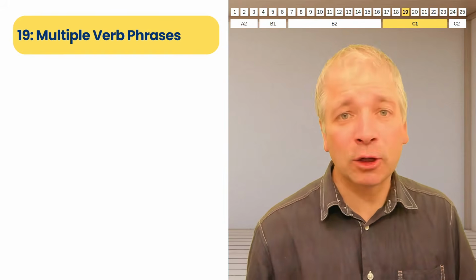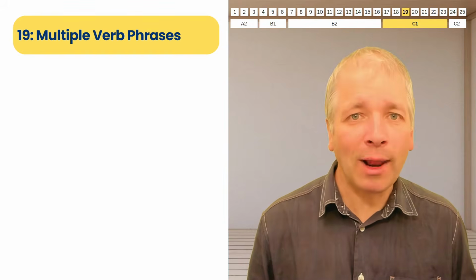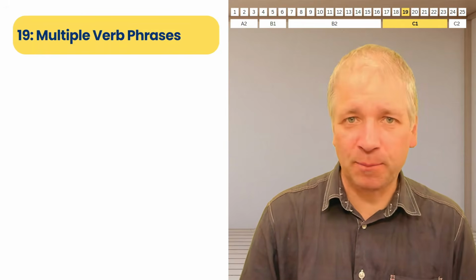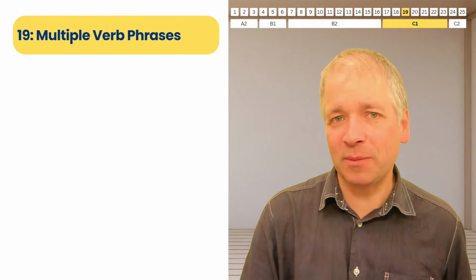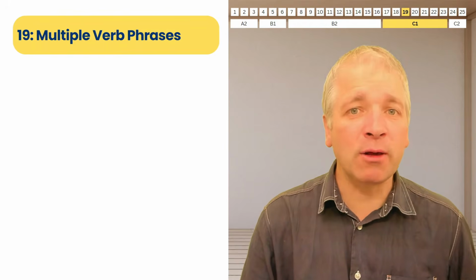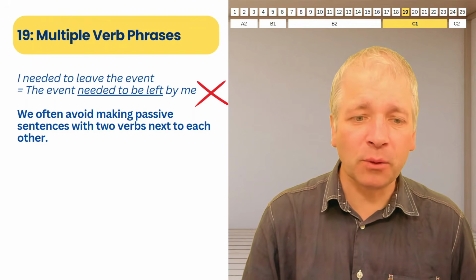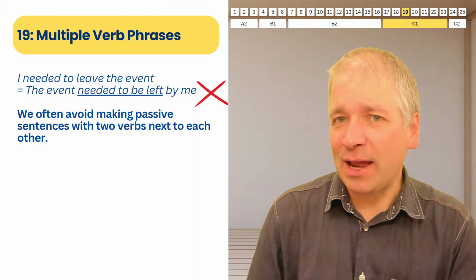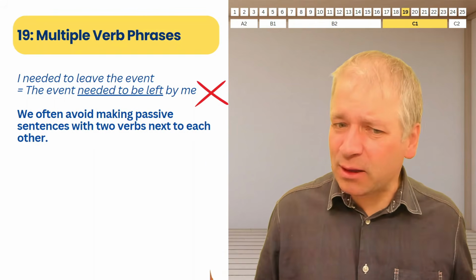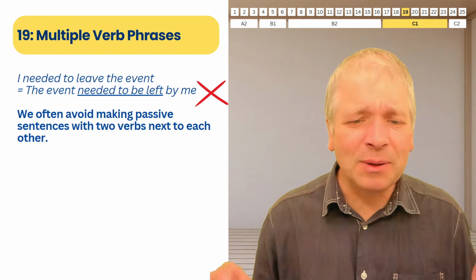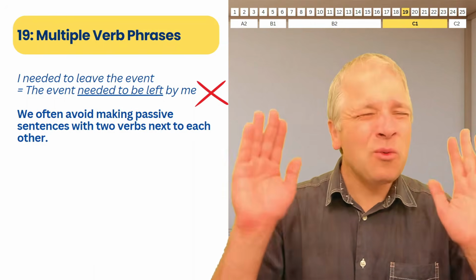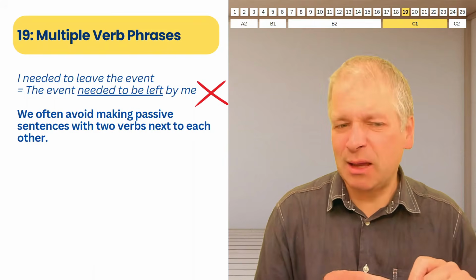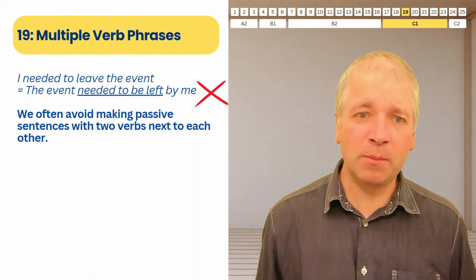But we also need to look more deeply at what happens when you have multiple verbs in a phrase, because we can't always change them into the passive. Here are two examples to help you. First of all, look at the following. I needed to leave the event. Can I change it into the passive and say the event needed to be left by me? Well, we wouldn't normally do this. Although grammatically it seems right, we don't do this in practice.